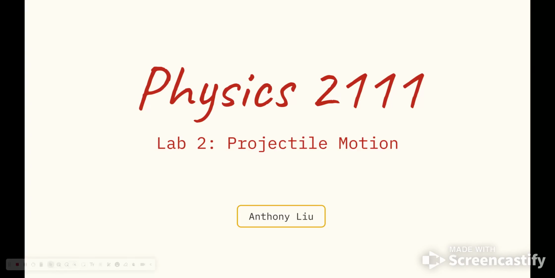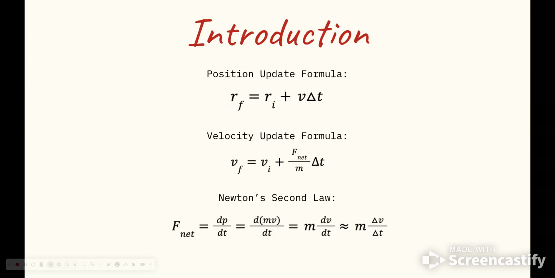This is my lab 2 on projectile motion. This is my table of contents. The purpose of this lab was to analyze how air resistance or drag affects projectile motion. To do this, we used two modeling tools, Tracker and GlowScript.